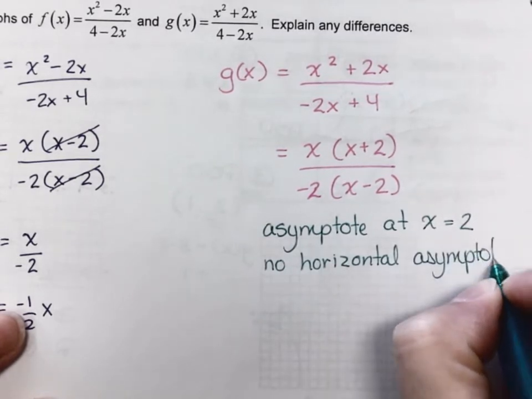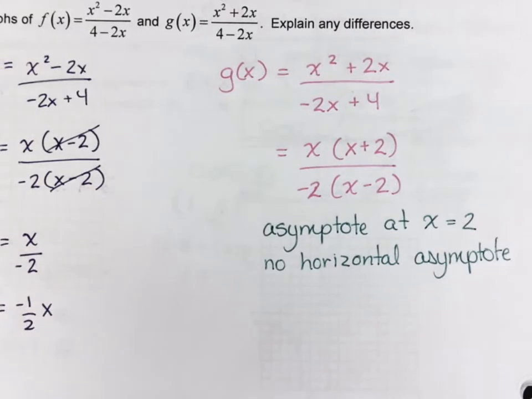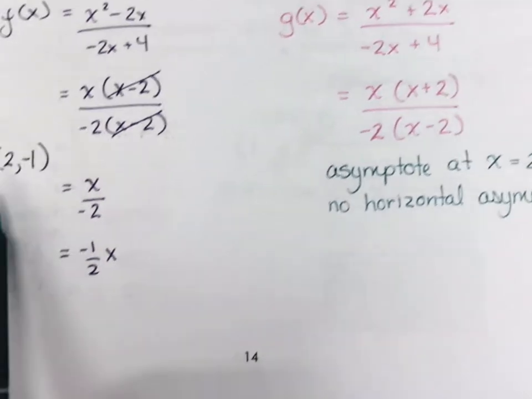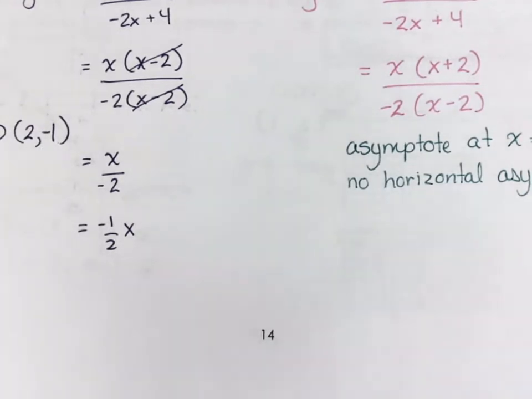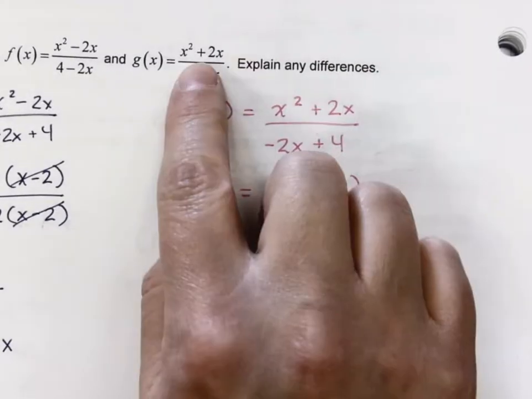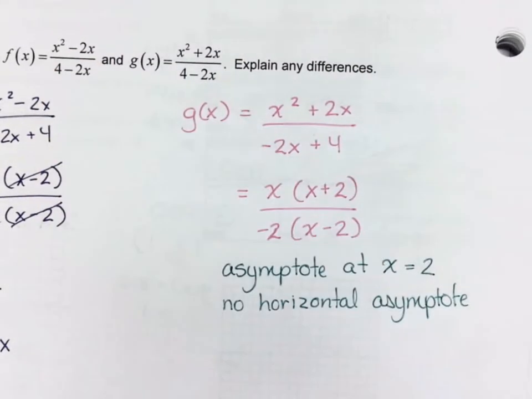Is there any point of discontinuity? No, because we didn't cancel anything out. The only time there's a point of discontinuity is if we cancel it out. So those would be the differences that I would want you to notice: this one is a straight line with a hole in it. This is going to be the graph with the two parts to it with a vertical asymptote at x equals 2. Right? So very, very different graphs. And the only thing that changed between them was one was an add sign and one was a subtract sign.